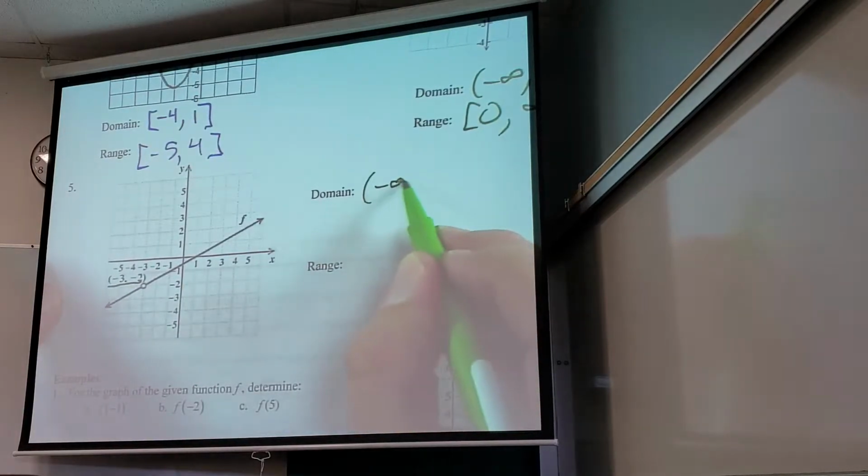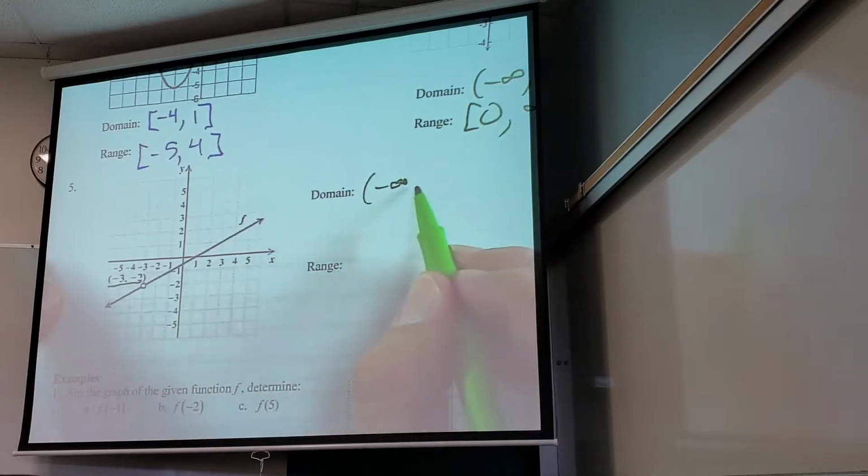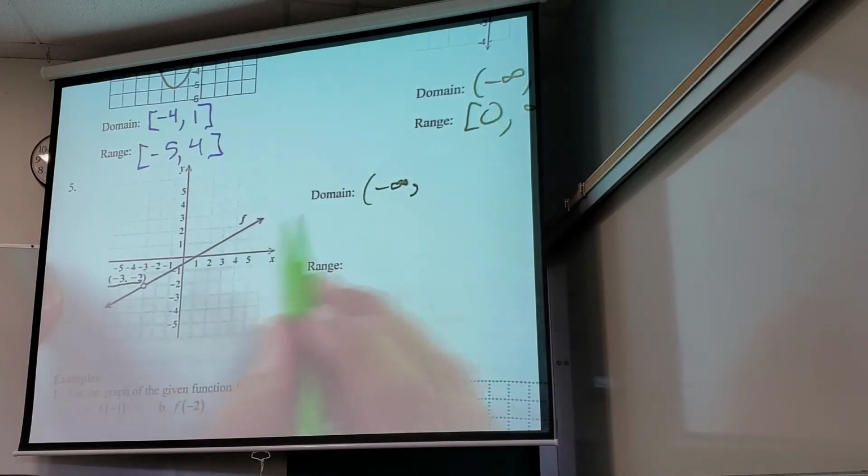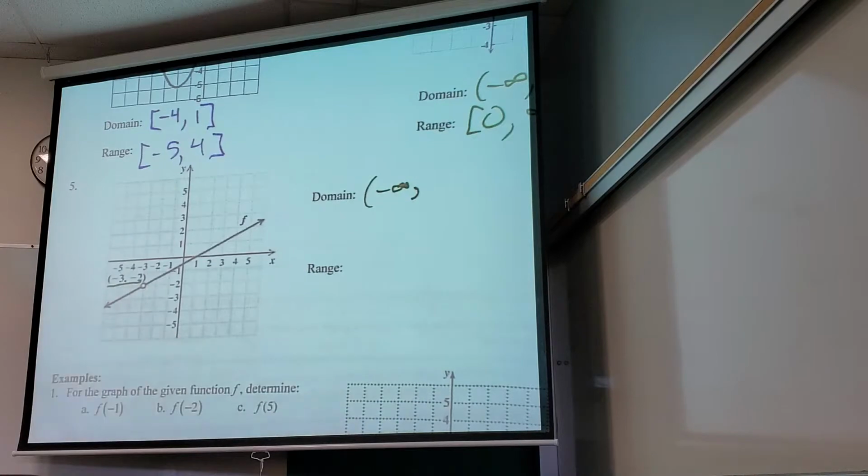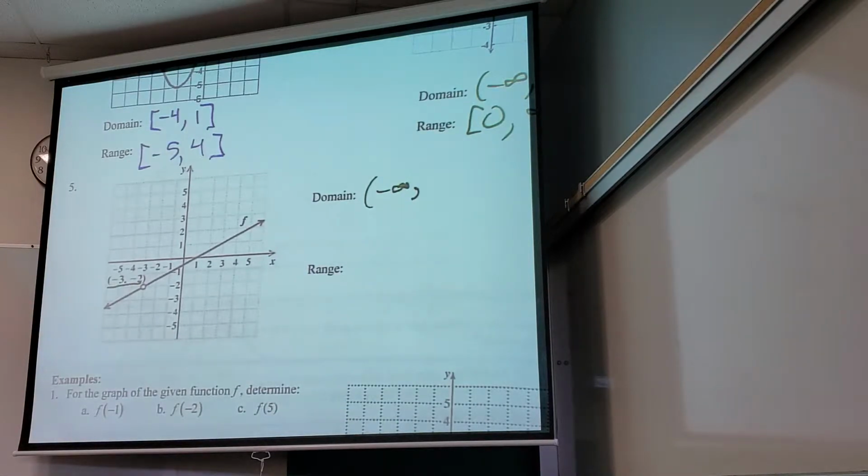So domain is negative infinity. Now be careful, I can't say infinity, because at -3, I gotta skip -3. Gotta skip it, because does -3 have an output? No. So that's not part of the domain because it doesn't have an output. Domain is a collection of all inputs that have outputs.